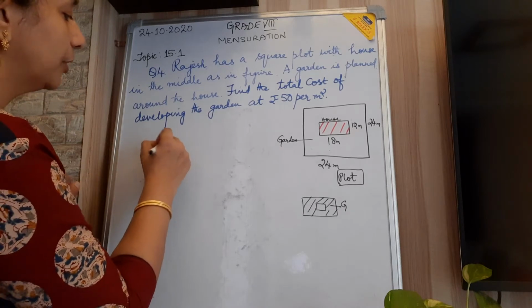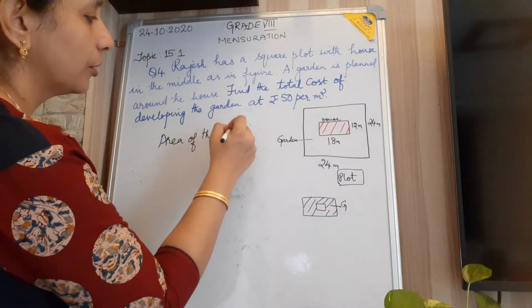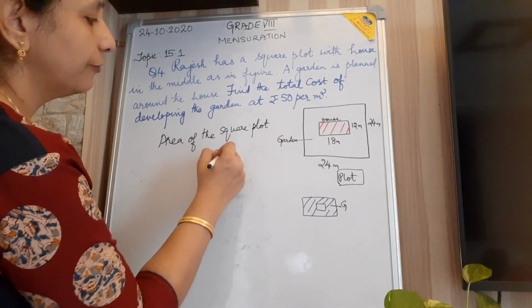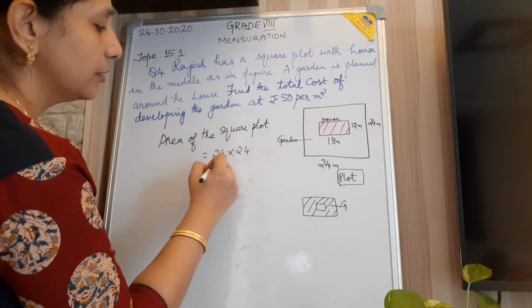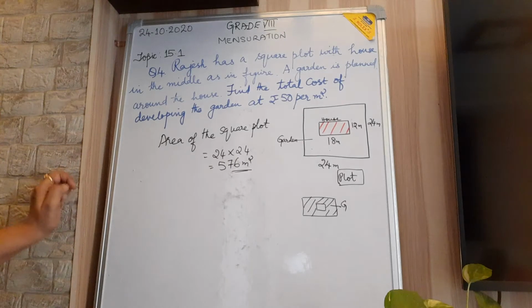So area of the plot. Plot is a square plot. Area of the square plot, what is it? Side into side. That is 24 into 24. It is 576 meter square. Okay, in meters. So it is in meter square unit.